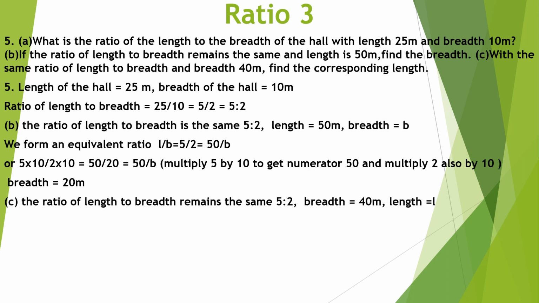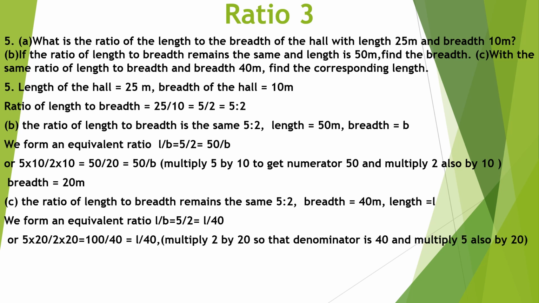Now the ratio of the length to breadth in the third case also remains the same, but we are given a breadth equal to 40 meters. Let's find out the length. We form equivalent ratios. Length upon breadth is equal to 5 by 2 is equal to L upon 40. Now, we multiply 5 by 2 by 20 and also divide it by 20.